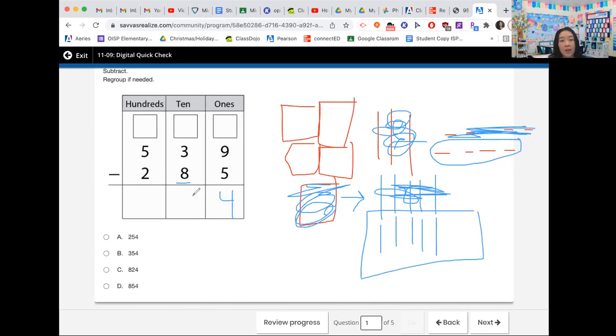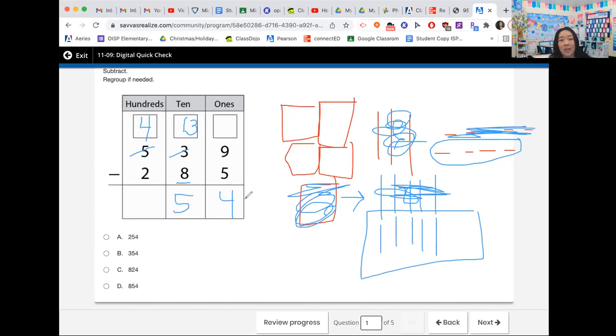Very good. So we took away one of the hundreds. So we are left with how many hundreds right now? 400s. So I'm going to put a 4 up here. We had 3, but we gave 10 more. So we had 13 and then we subtracted 8 and got 5.